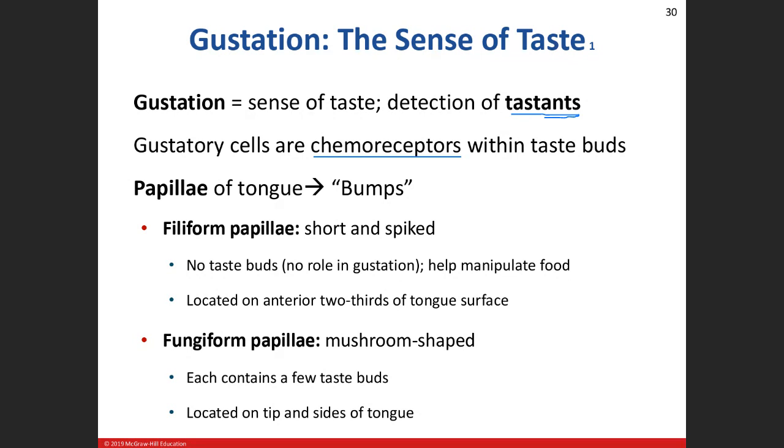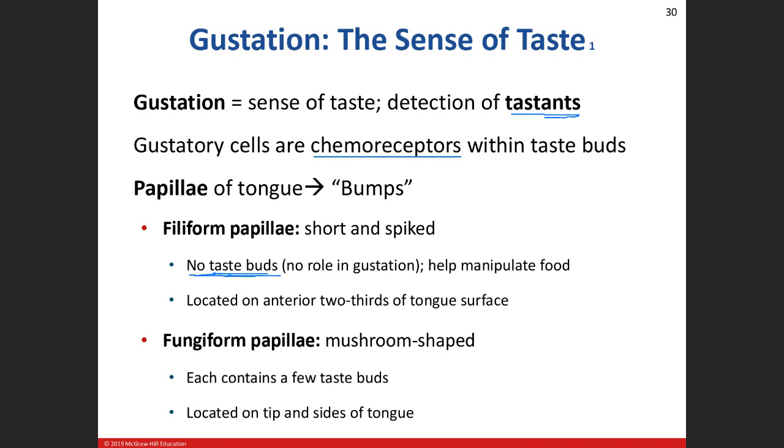So your taste buds live in these little bump-like structures on the tongue. Those bump-like structures are called papillae. We're going to go over the different types of papillae. Not all papillae have taste buds, or chemoreceptors. The first one here, the filiform, they do not. You need to know this. They do not have taste buds, so no role in tasting things.